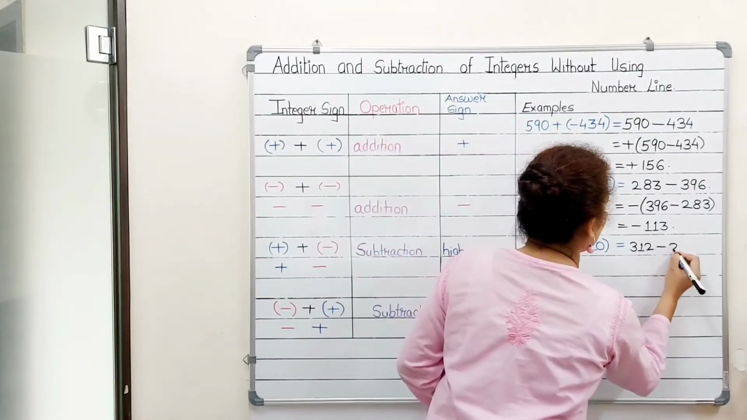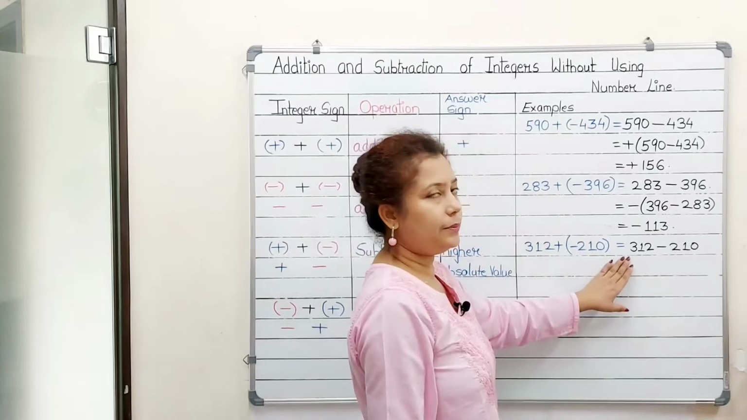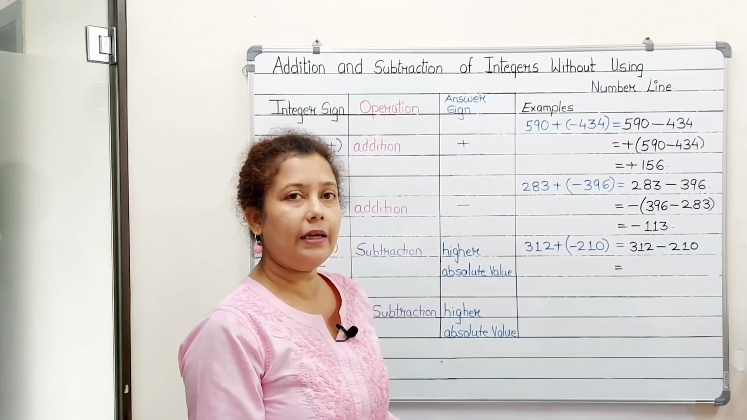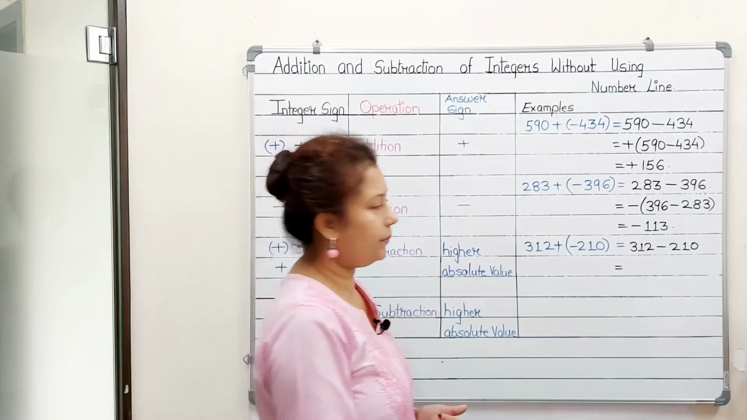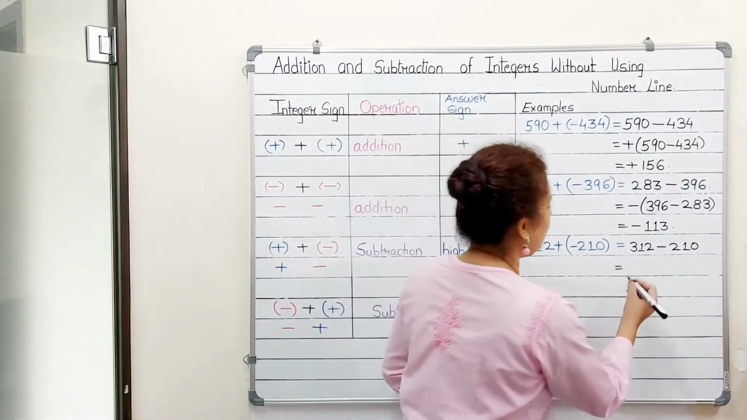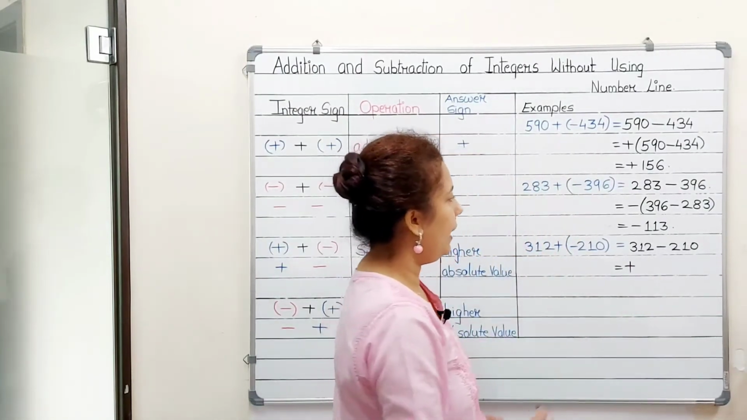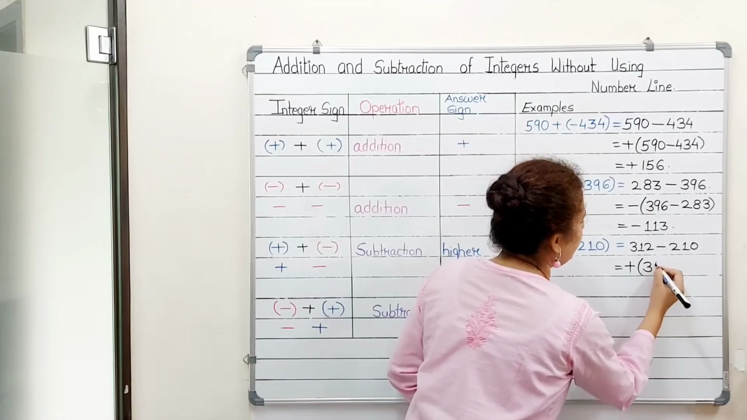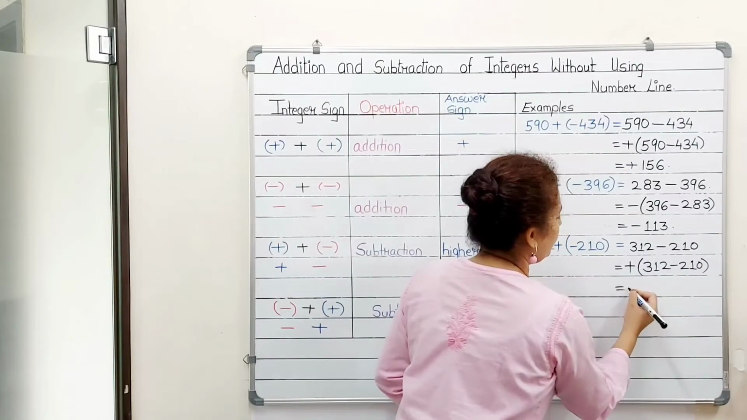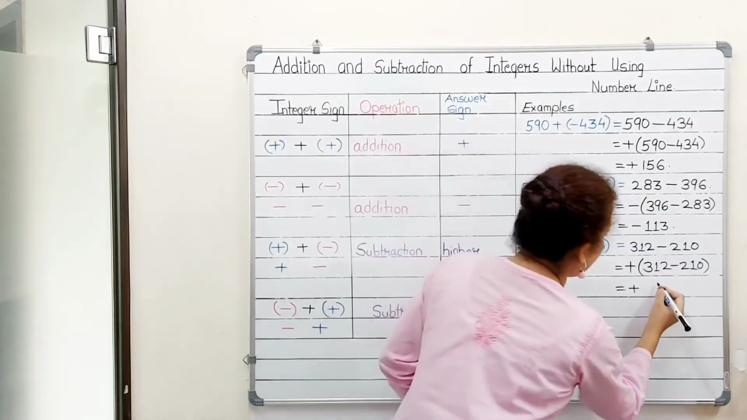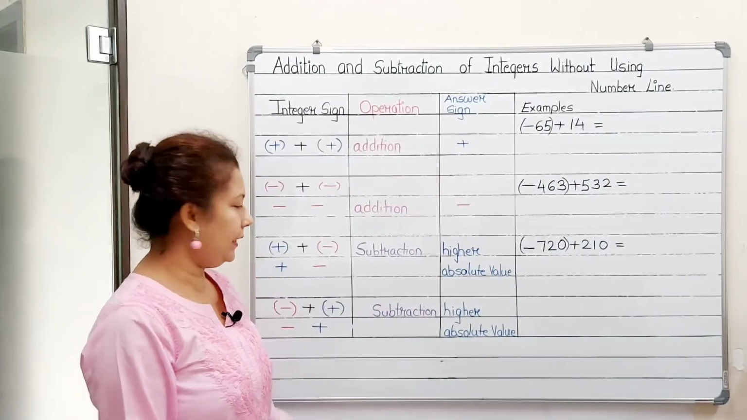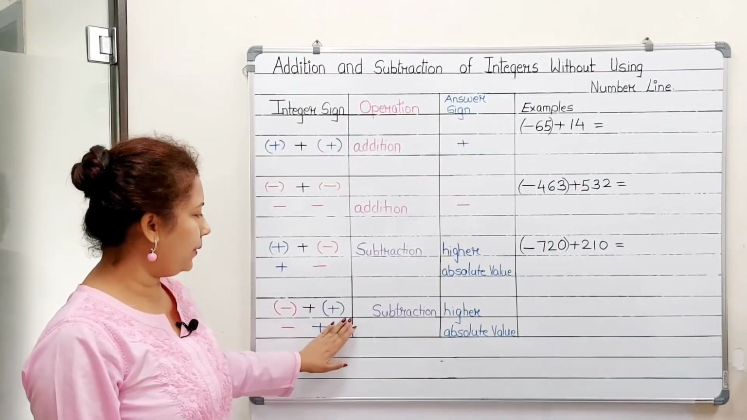Next example, again the first integer is positive, so we will write it as it is, 312, plus minus becomes minus 210. So here one is positive, one is negative. So we will subtract the absolute values and we will give the sign of the integer which has the higher absolute value. 312 is a higher absolute value and this integer is having a positive sign. So the answer will be positive and we will find the difference of the integers, 312 minus 210. So the answer will be positive and we will get the answer as 102.